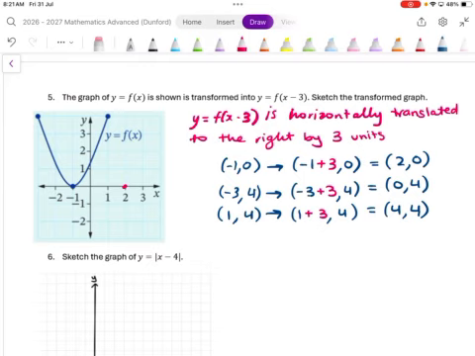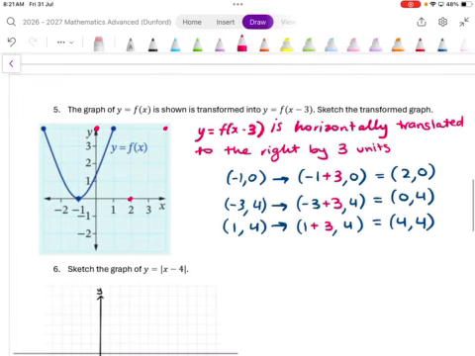Okay, so we can put in our points in there: (2, 0), (4, 4), (0, 4), and then we need to draw a nice smooth parabola. That's dodgy. No, nope. Where'd that line come from? That's not too bad. Okay, and that is y equals f of x minus 3.